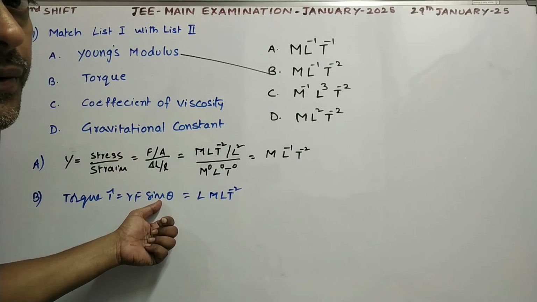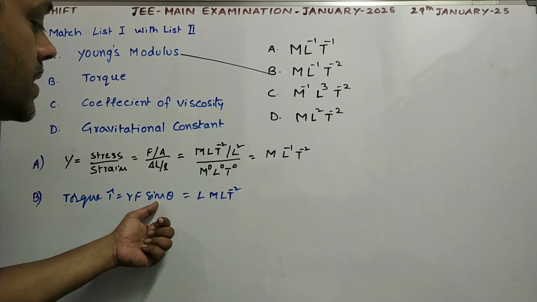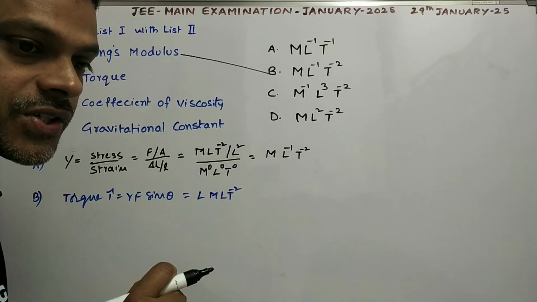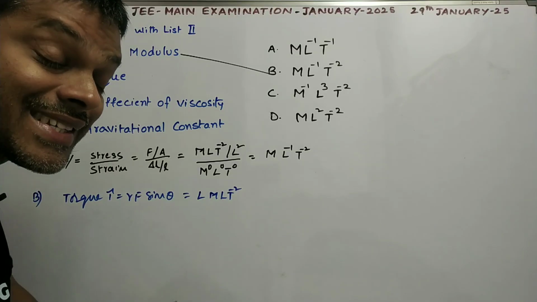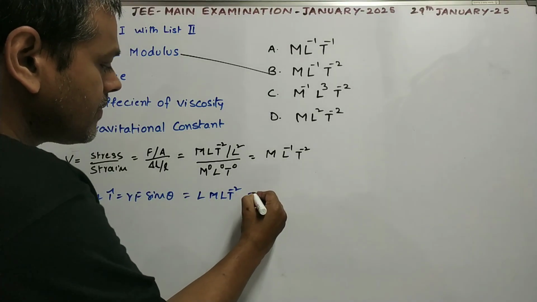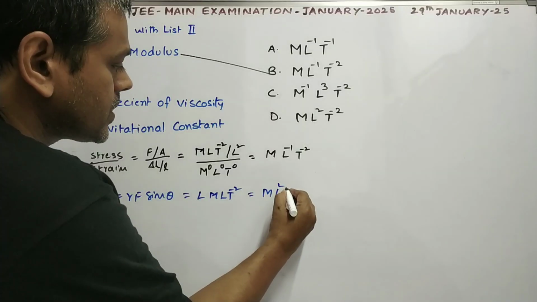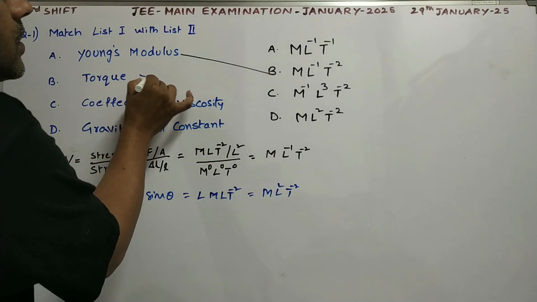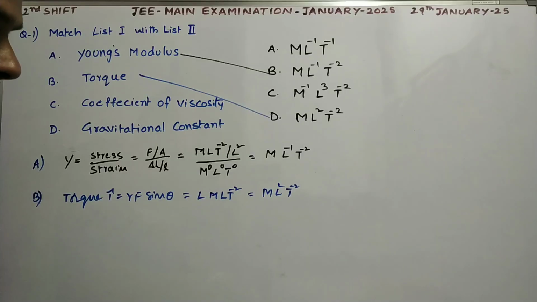Sine theta, according to the limitations of dimensional analysis, exponential functions, trigonometric functions, as well as logarithmic functions don't have any dimensional formulas. So that is equal to M L square T power minus 2. So according to the given options, torque is equal to M L square T power minus 2.